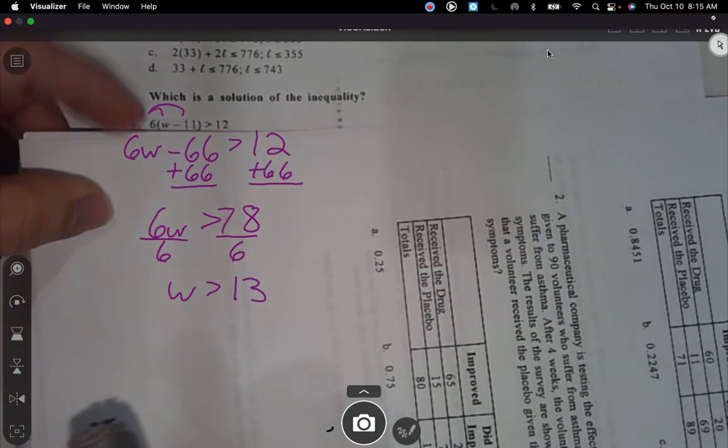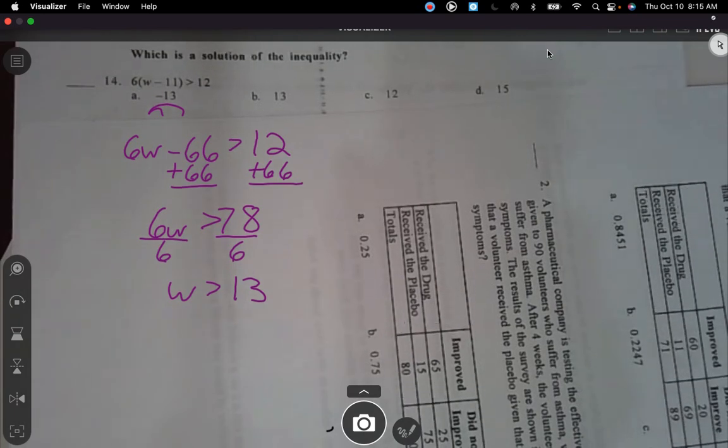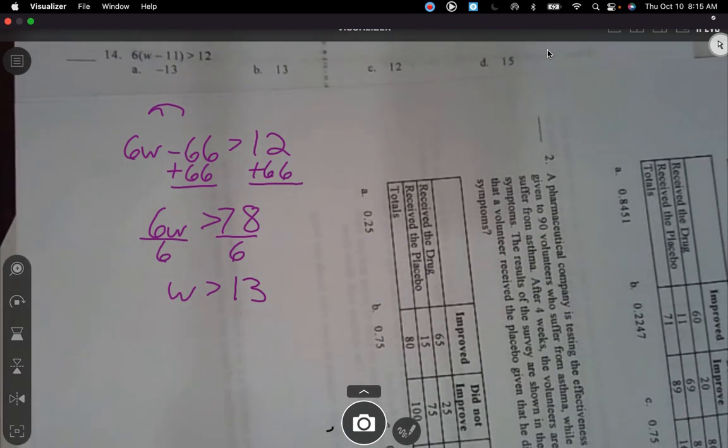Oh, okay, sorry. So let me look at your answer choices. Now, does my answer say W equals 13? My answer does not say W equals 13. So 13 is not my answer, because it doesn't say W equals. What does my answer say that I got? W is more than 13. It's more than 13. Which answer is more than 13? D. Do y'all get that one?